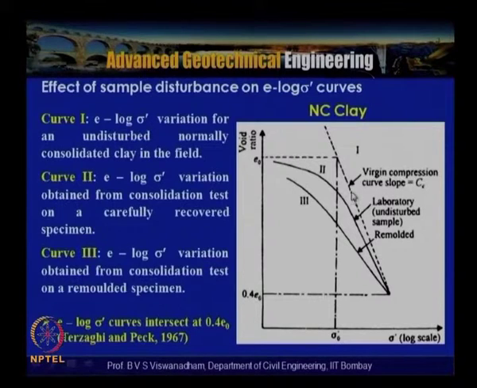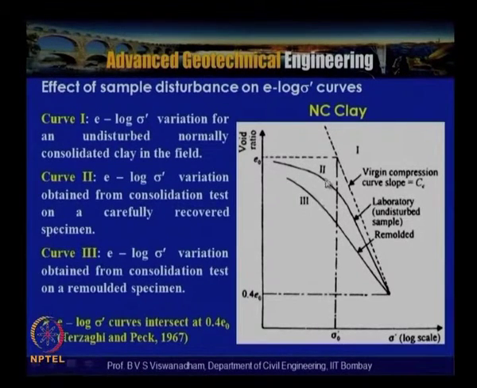But when we take a sample, generally the sampling is done using an appropriate sampler, which gives the least disturbance. If a laboratory specimen is obtained with careful recovery and tested, then the e log sigma dash curve is like this. This is indicated as curve 2 in the figure. But if the same specimen is remolded and reconsolidated, then the remolded specimen will have this type of e log sigma dash curve.